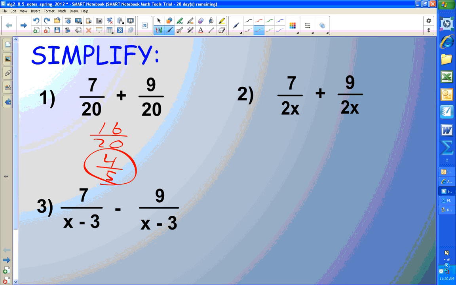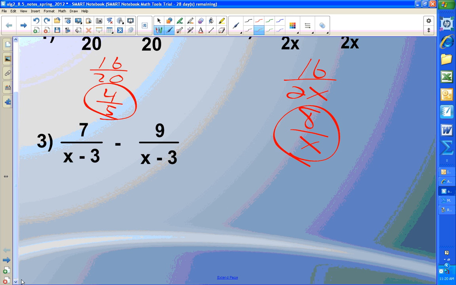No equals here. How about number 2, Dane? What'd you get when you added those? 16 over 2x, and then 8 over x when you reduce the 16 and the 2. Taylor, how about the last one? Yes, and then the new math, that would be?